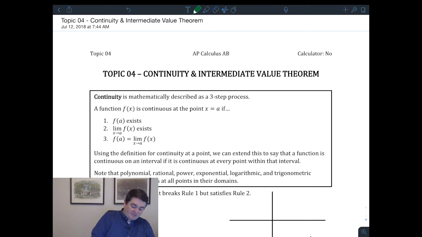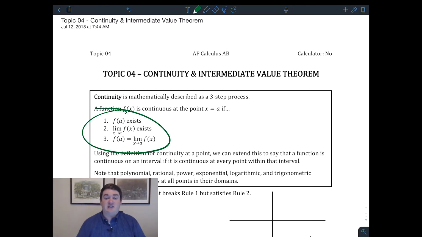If you look here, I've got a 3-step process for deciding if a function is continuous at any given point. In order to be continuous, these 3 things have to be true. The function has to exist, the limit has to exist, and those 2 values have to be equal. So using these 3 rules as our new criteria, we can decide if any function is continuous at any point.